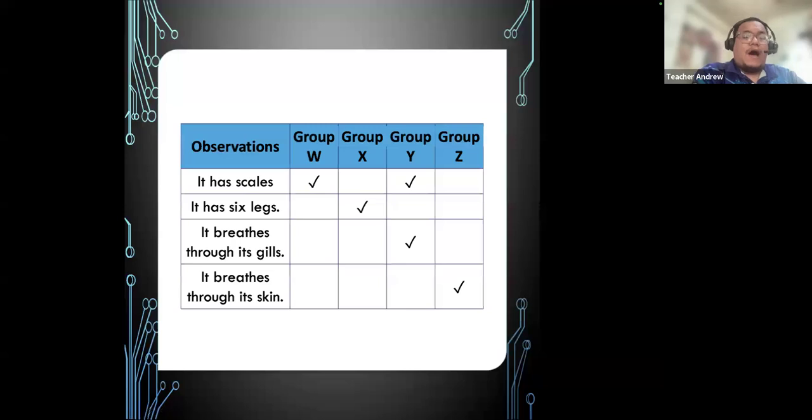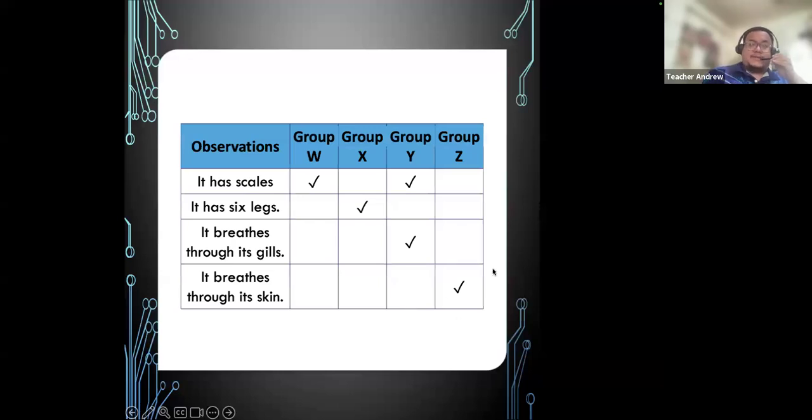Now look at the table on how you classify observations. So we have groups W, X, Y, and Z. For the observations, for example, you have many pictures of living things on a table. So you found that actually you can group them based on your observation. Some of them have scales. So if I have scales, I'll just pick accordingly. W have scales, Y have scales. Six legs, I put an X. Breathe through gills, I put Y. Breathe through skin, I put Z.